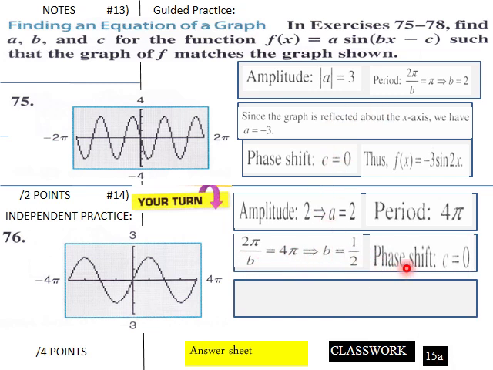So we can plug that back in. Our phase shift would be c equals 0. Again, this is another sine function. So here is our a is 2, our b is 1/2. This is our b. And so it would be 2 sine of x over 2 would be the function for this graph here.